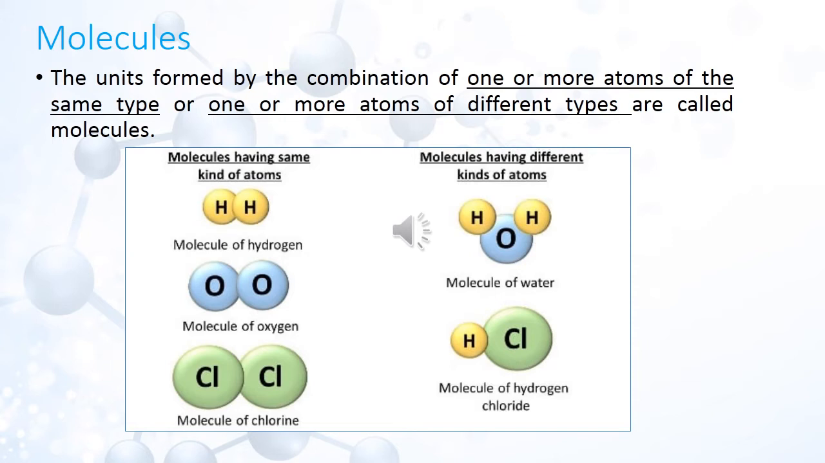Molecules having different kinds of atoms. We'll say a very common molecule, the water molecule. To form a water molecule, two hydrogens and one oxygen should join together. Hydrogen chloride molecule. A hydrogen atom and a chlorine atom together form a hydrogen chloride molecule.